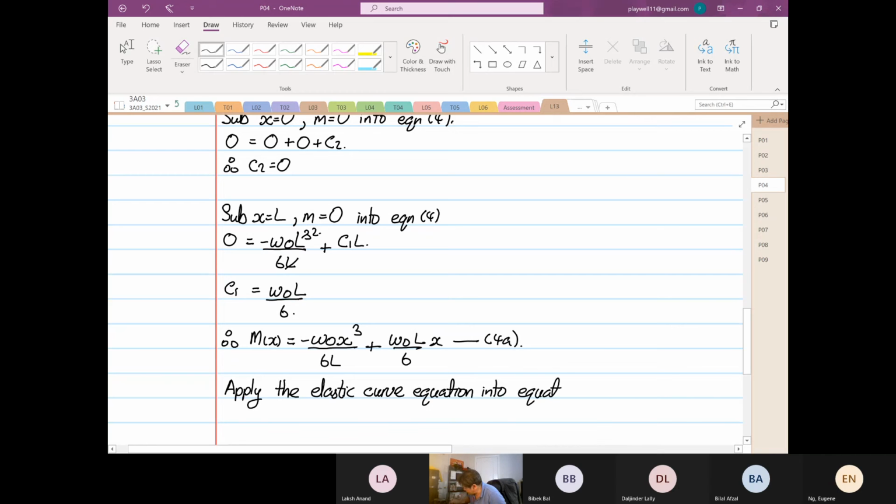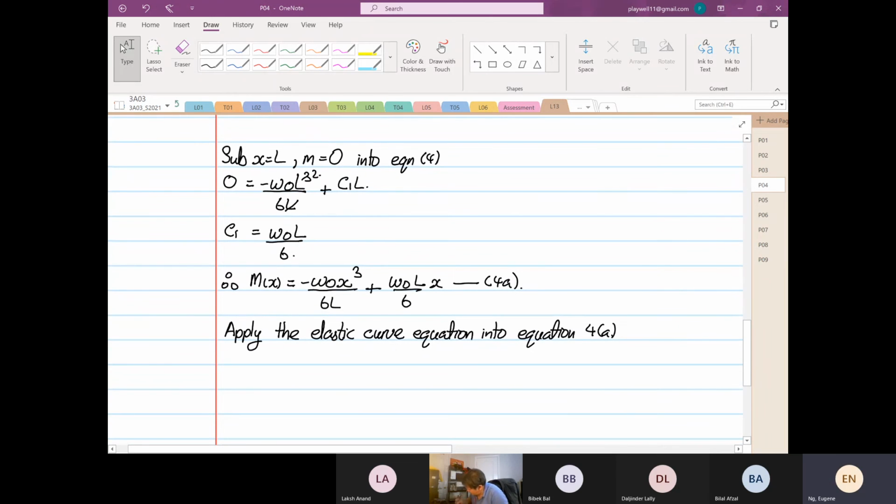Into equation 4a, right? So we know that EI d squared y over dx squared is equal to M as a function of x, and that is equal to minus omega naught x cubed over 6L plus omega naught L x over 6. Okay, so this is equation number 5.